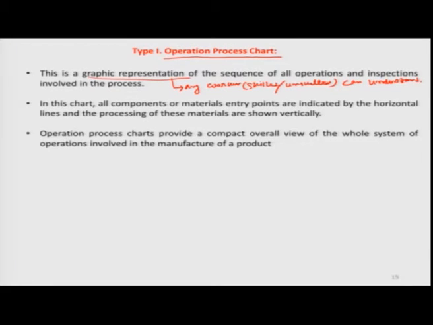So, this is a very popular method. In this chart, all components or material entry points are indicated by the horizontal lines, and the processing of these materials is shown vertically. Here all operations and the operation process chart provide a compact overall view of the whole system of operations involved in the manufacturing of a product. So, these are the benefits of the operation process chart.